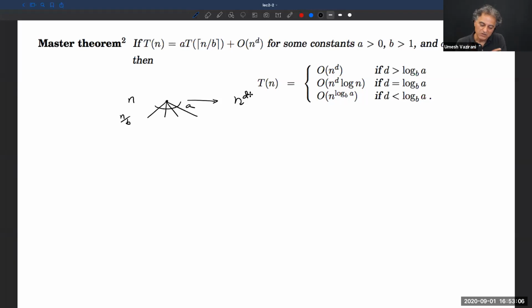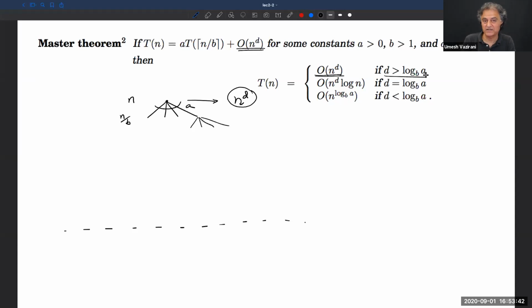The first case is when, as you look at this tree and the number of leaves, it turns out that the amount of work you're doing at the first level dominates. And so T of n is going to be dominated by this very first term, order n to the d. That's the first case, and it happens when d is greater than log of a to the base b.